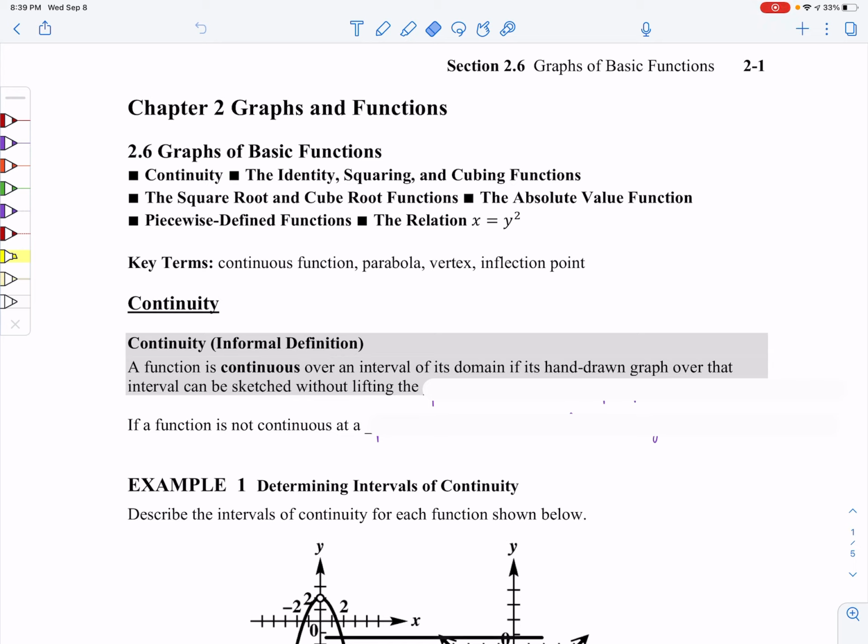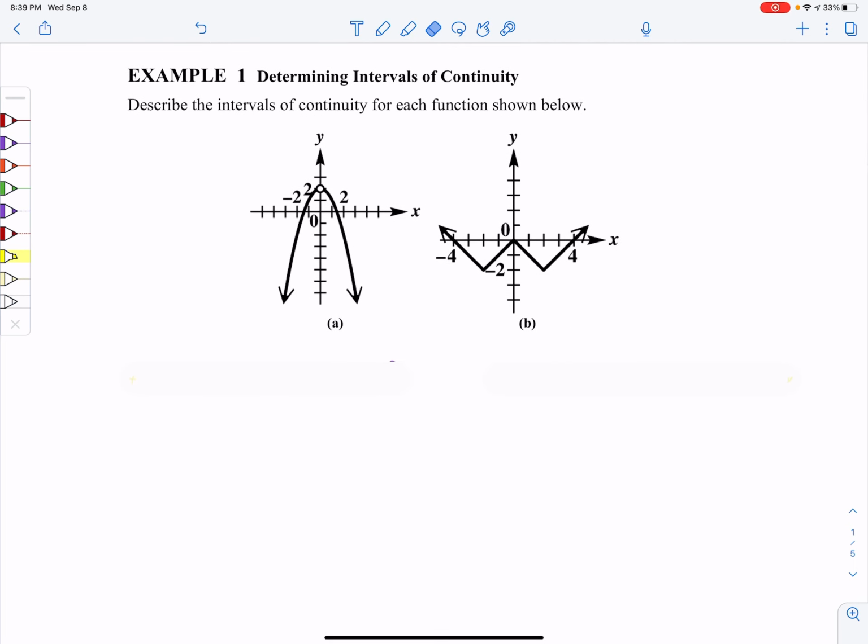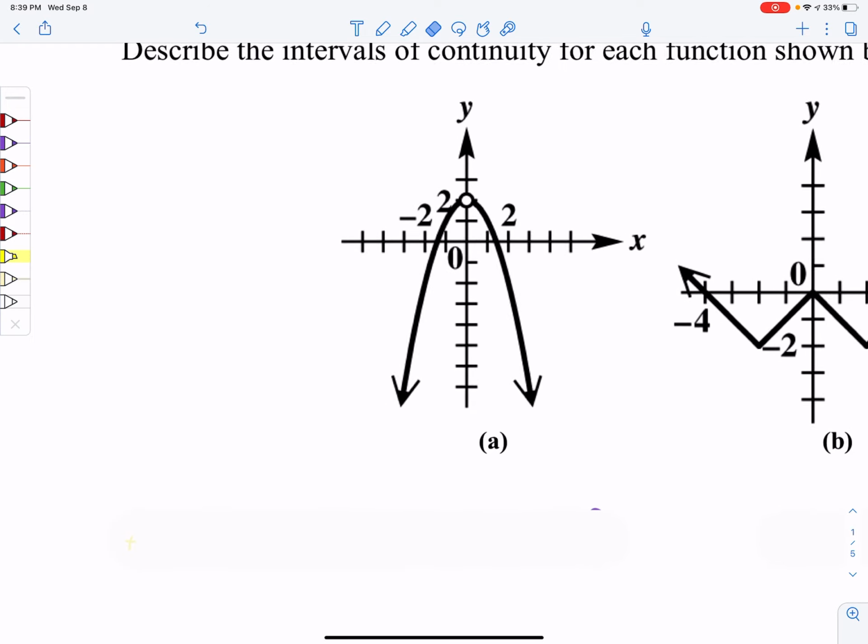Basically, any kind of function is going to be continuous as long as you are able to draw it without lifting your pencil from the paper. If a function is not continuous at a certain point, then it's called a discontinuity at that point. So you'll look at example number 1. You're asked for the intervals of continuity.